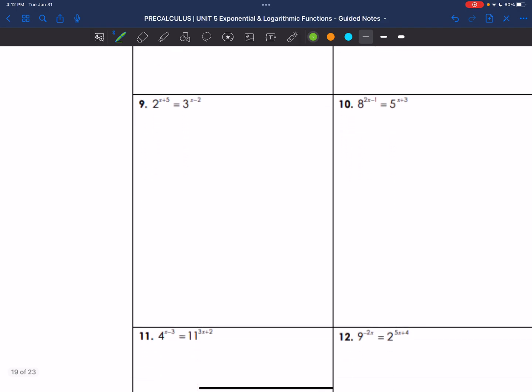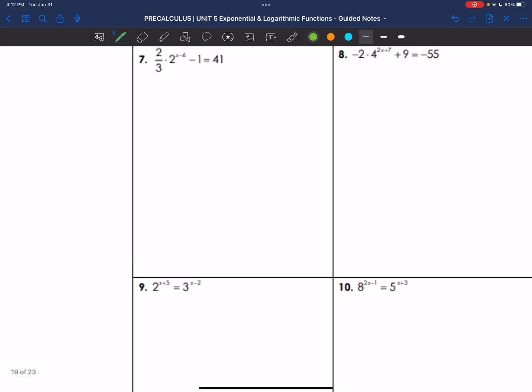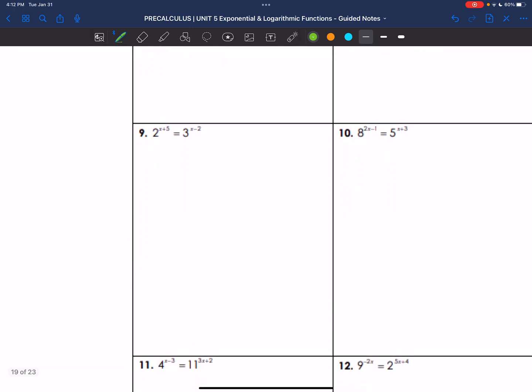Because on example number 9, notice what we have on each side. We have an exponential expression. So yes, our exponential expression equal to an exponential expression, but they both have different bases. So we move on to step number 2 and take the log of each of those. So log of 2 to the x plus 5 equaling log of 3 to the x minus 2.